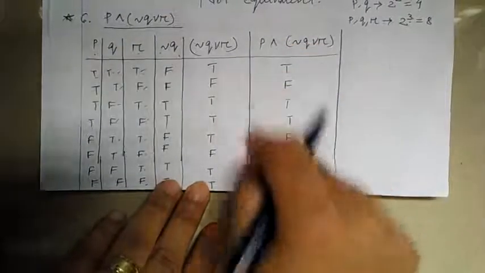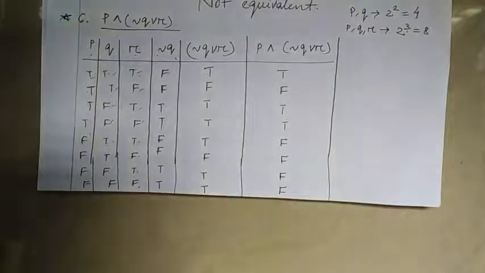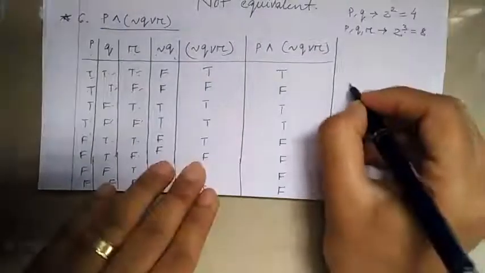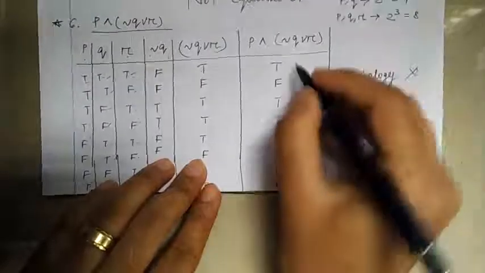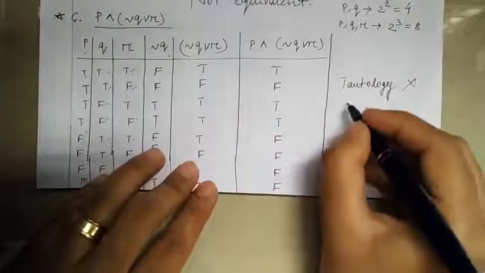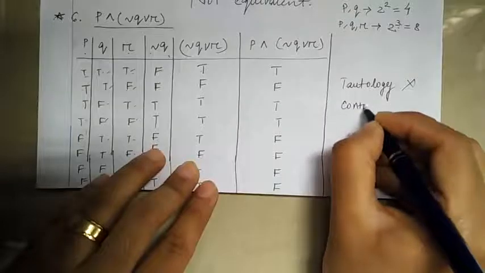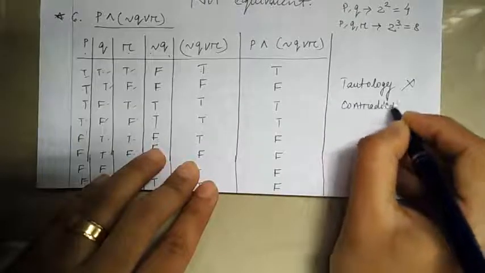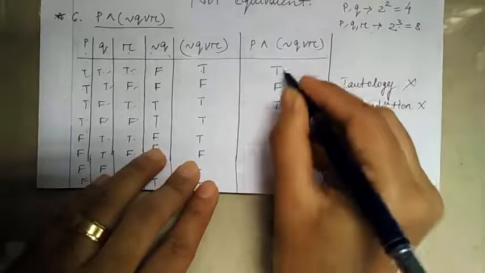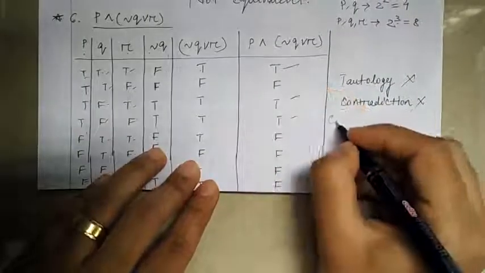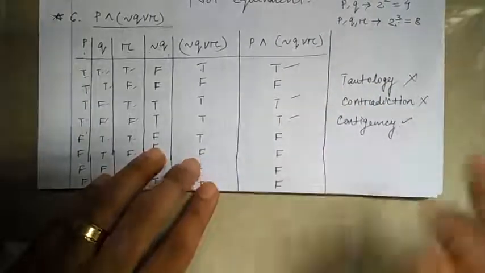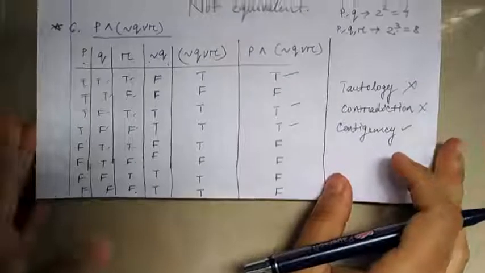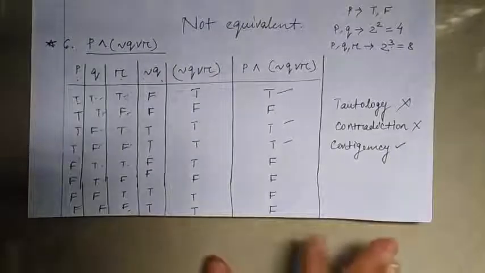So are all these values true? No, so this is not a tautology. So the tautology option is cancelled. Are all false? No. So this is not a contradiction. But some of the truth values are true and some are false, so it is a contingency. Clear? That is how to determine whether it is a tautology, contradiction or contingency.